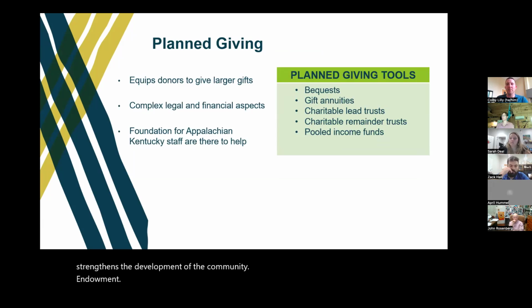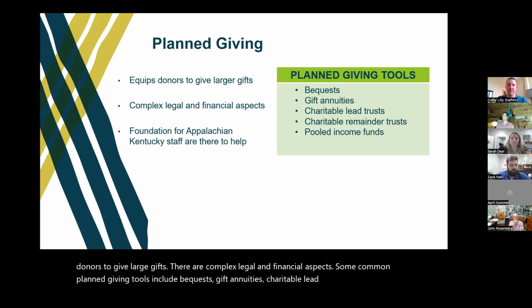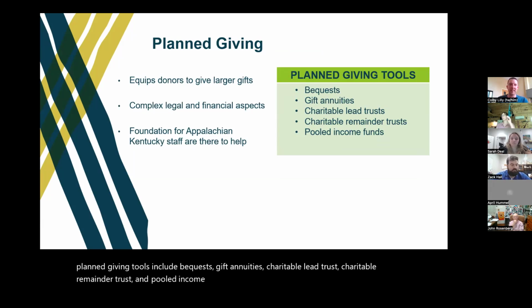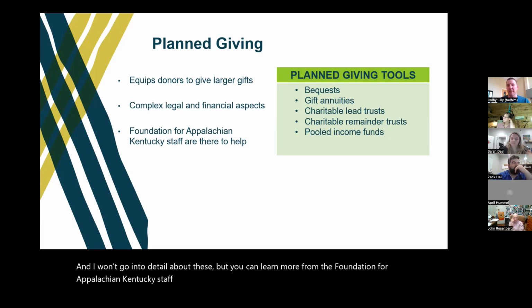Okay, so now let's talk about planned giving. Planned giving is a tool you can use to equip donors to give large gifts. There are complex legal and financial aspects. Some common planned giving tools include bequests, gift annuities, charitable lead trust, charitable remainder trust, and pooled income funds. I won't go into detail about these, but you can learn more from the Foundation for Appalachian Kentucky staff on each of these planned giving tools.